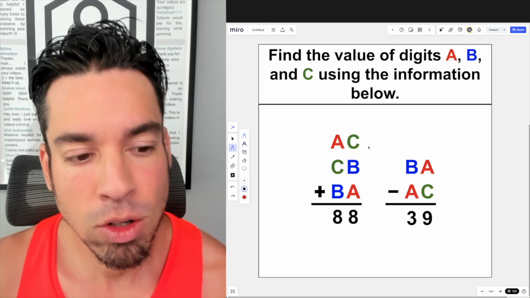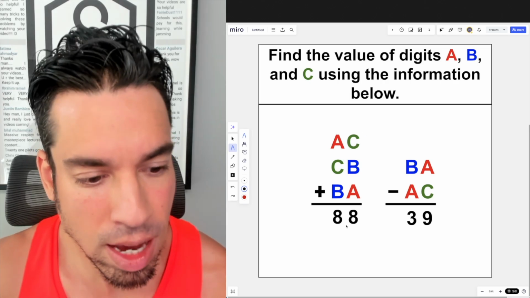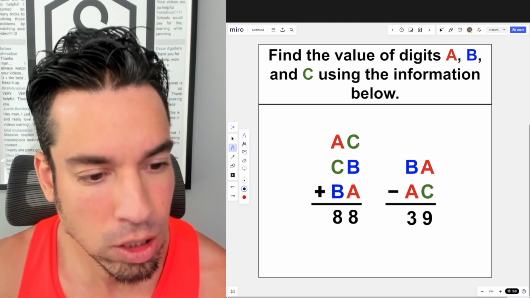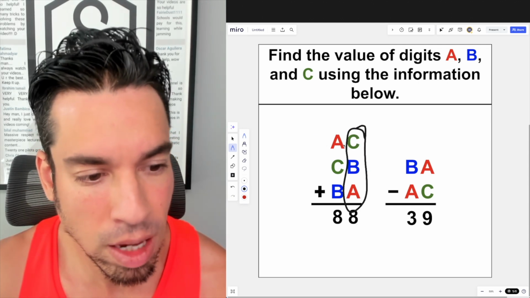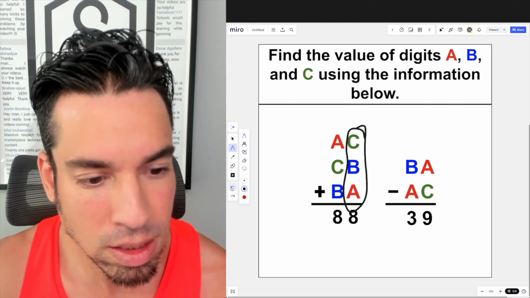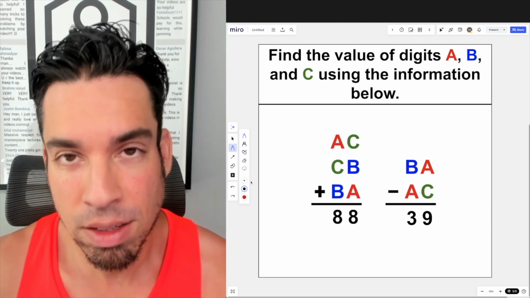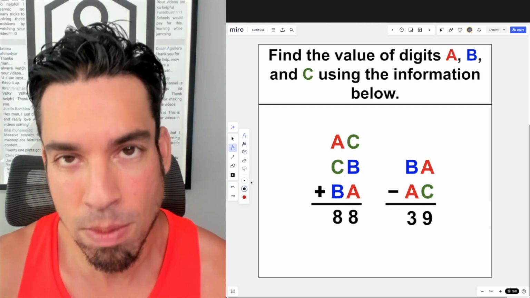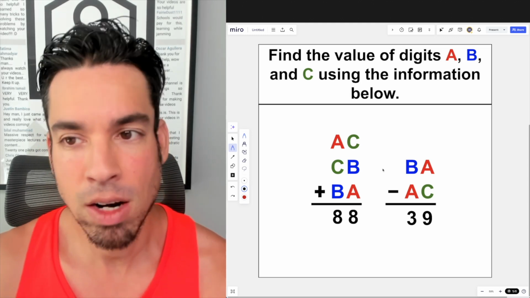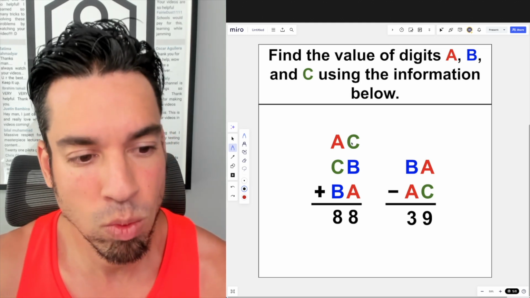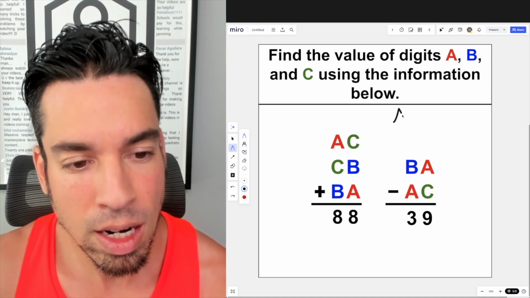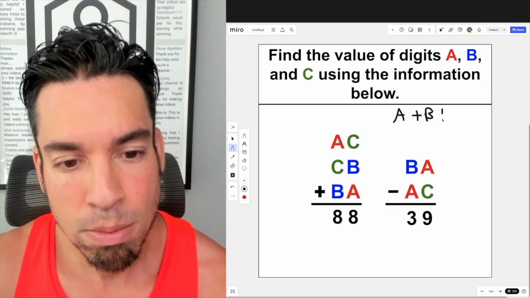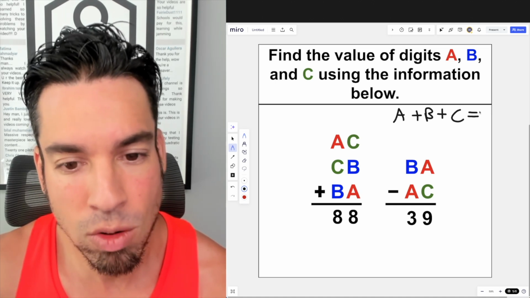So the first thing you might notice when you look at this problem is that for this left equation, in each column, we basically have the same thing. C plus B plus A, C plus B plus A. It's the same digits, but in different orders. And again, we remember with the commutative property of addition, it doesn't matter the order, you're gonna get the same result no matter what, which means that definitively we know that A plus B plus C must equal 8.